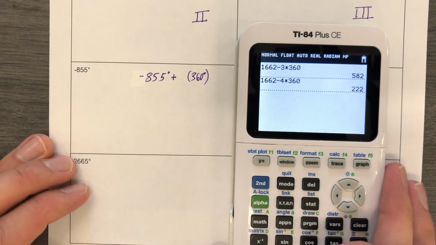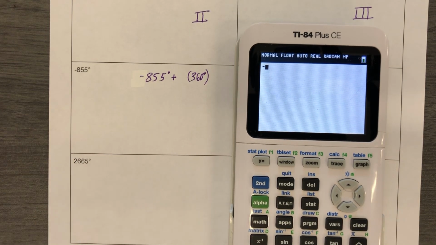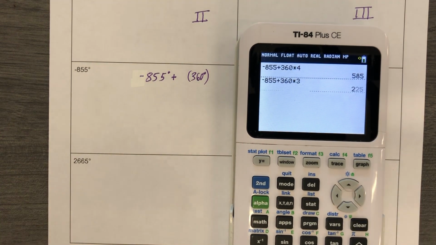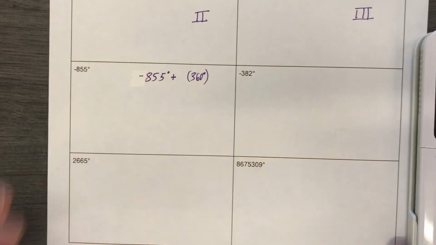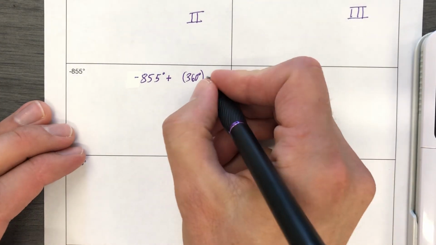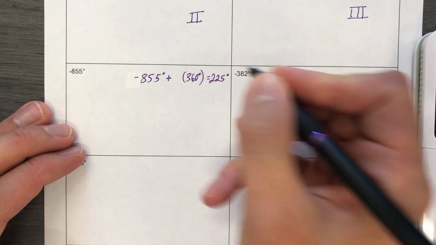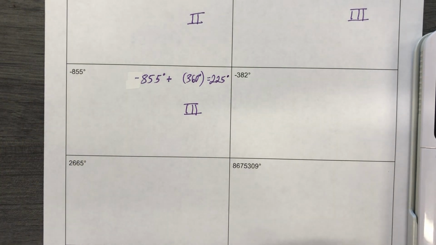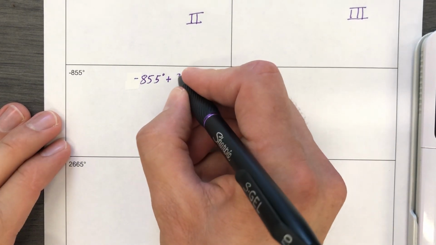So let's start guessing. Negative 855 plus 360 times 4? No, that's too much. 360 times 3? Yeah, 225. Okay, that's good. A 225 degree angle is in quadrant 3. Okay, I hope you're starting to notice a little bit of a pattern. Let's put a 3 right there.